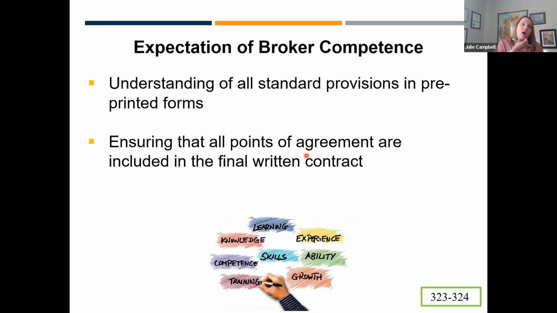I want you guys to promise me that you will never send a form to a client to sign without reading it first, without knowing what's in it. Everybody promise me? If you just send it on and say, just sign this, it'll be fine, please don't do that. I'll share with you, I had an incident a couple years ago.